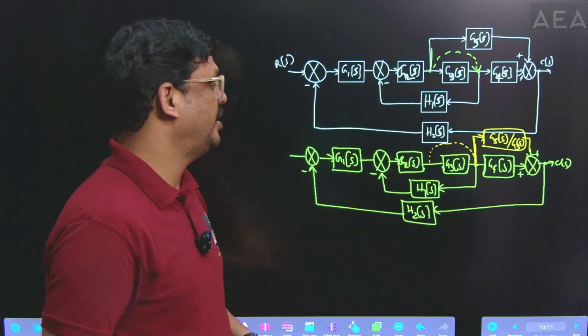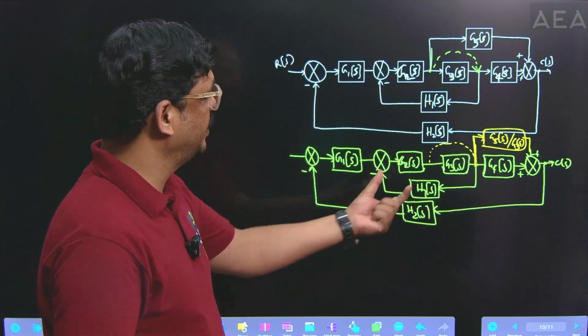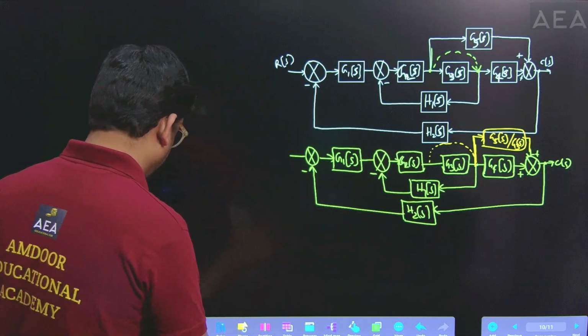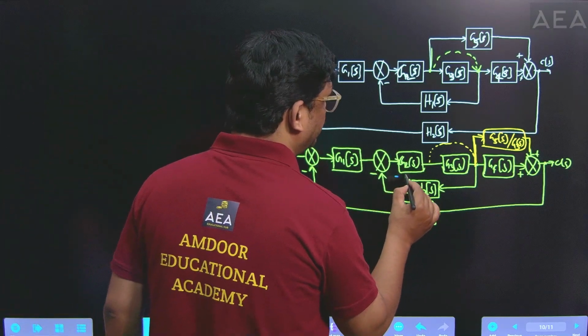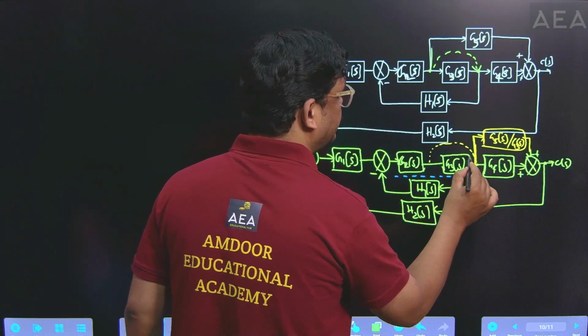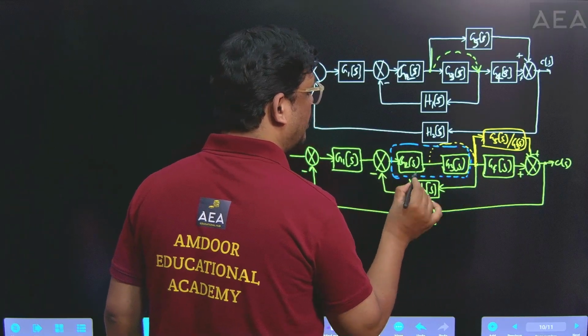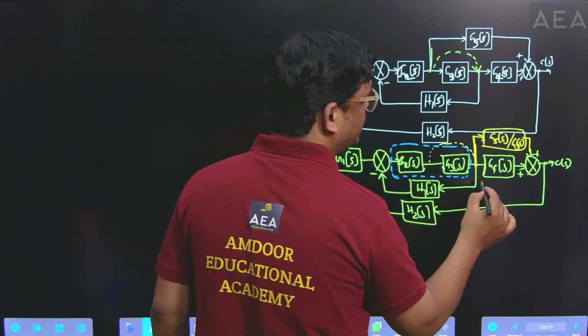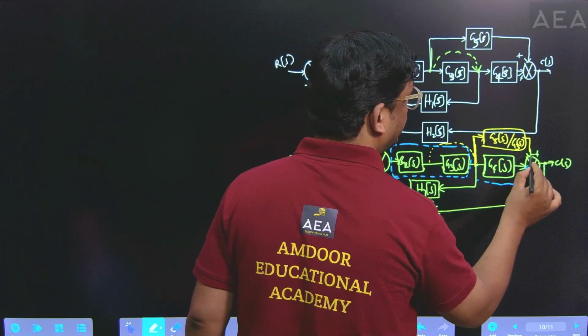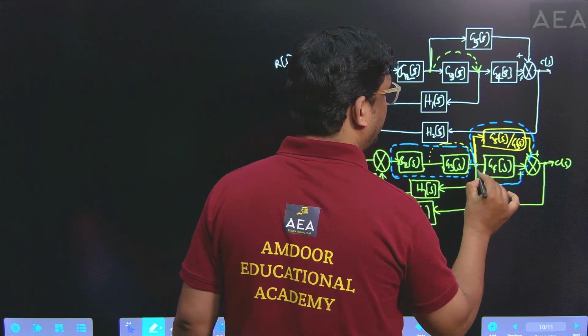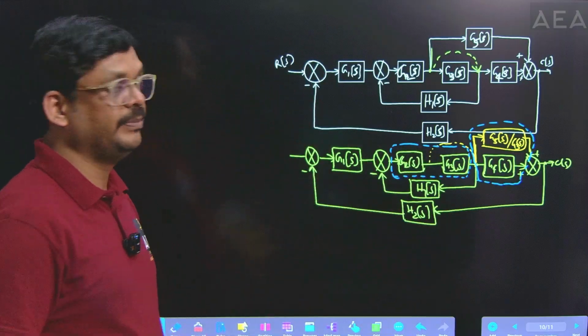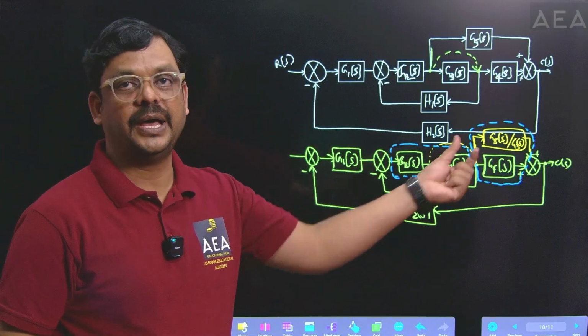Now the simplification becomes very easy here because now these two are connected in series. I will write that one now. G2(s) and G3(s), these two are connected in series, and again this G4(s) block, these blocks are connected in parallel. So first of all, we have to simplify the series blocks and parallel blocks.